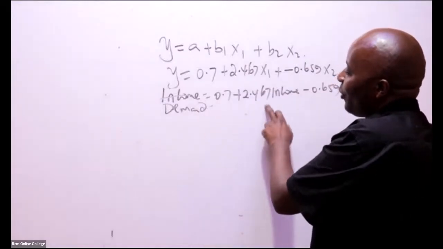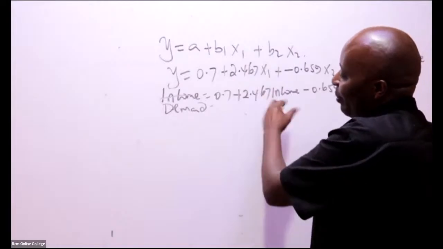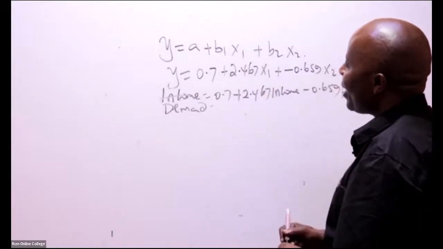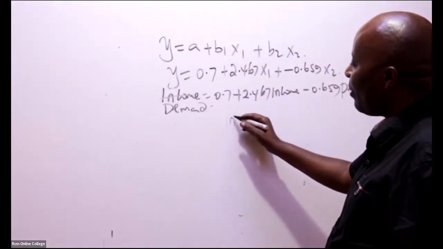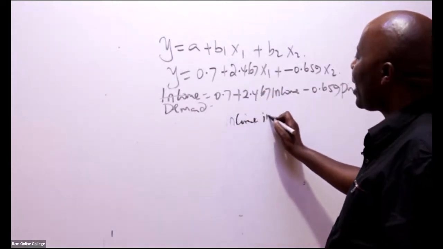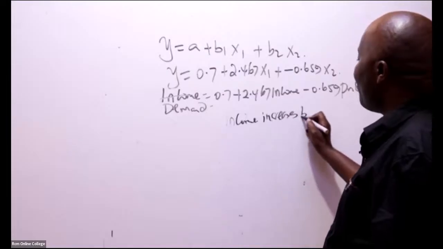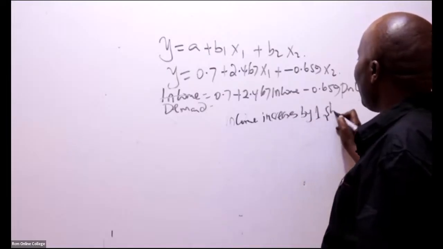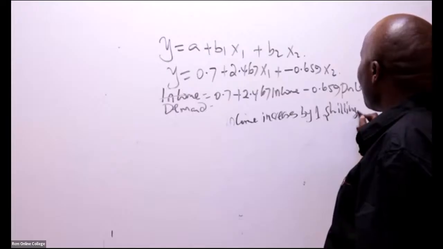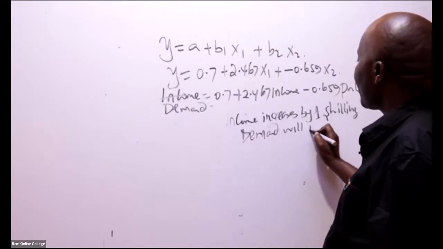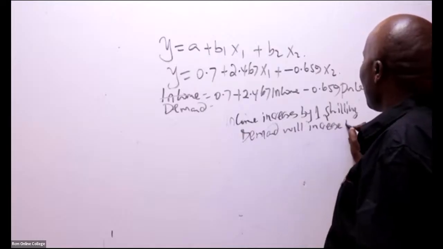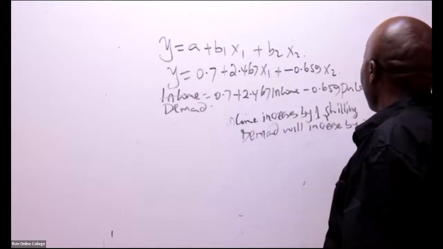How do we interpret this 2.467 parameter? Because it is positive, if income increases by 1 shilling, then demand will increase by 2.467 units.